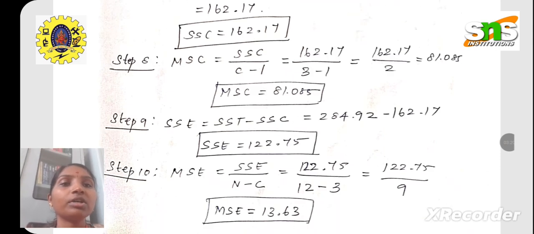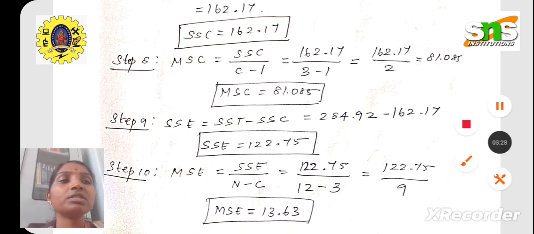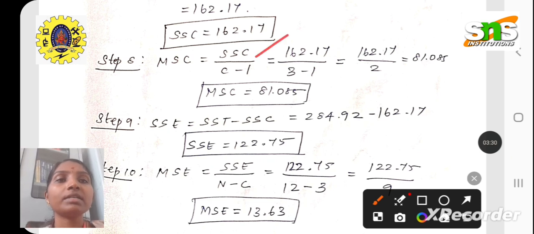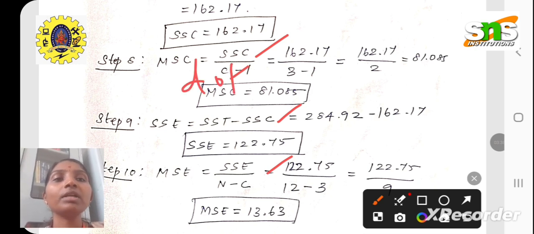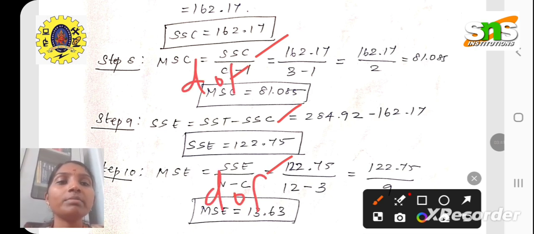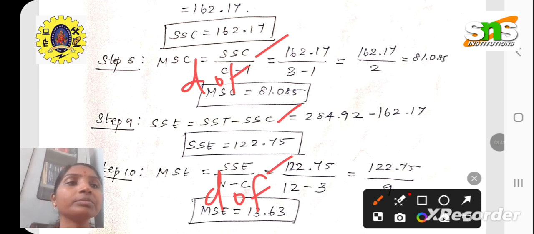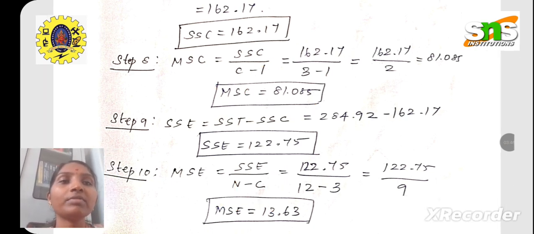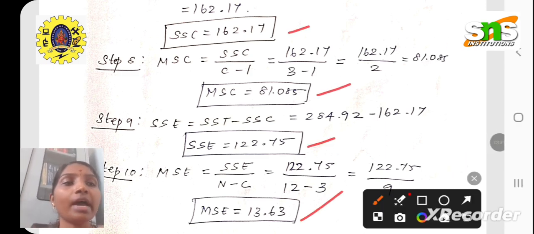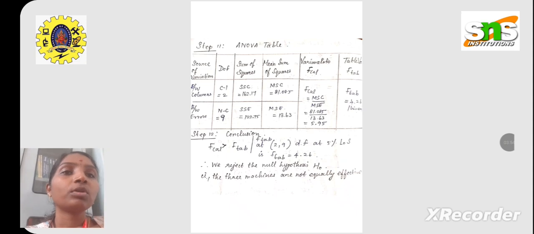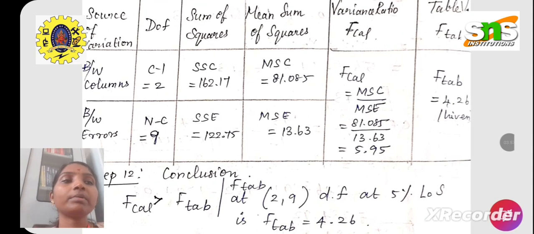In step number 8, we are going to find MSC, in step number 9 we are going to find SSE, and in step number 10 we are going to find MSE. All these formulas have been learnt already. MSC is SSC by C minus 1, SSE is SST minus SSC, and MSE is SSE by N minus C. C minus 1 is the degrees of freedom for columns, and N minus C is the degrees of freedom for errors. So we have calculated all the required values for the ANOVA table.